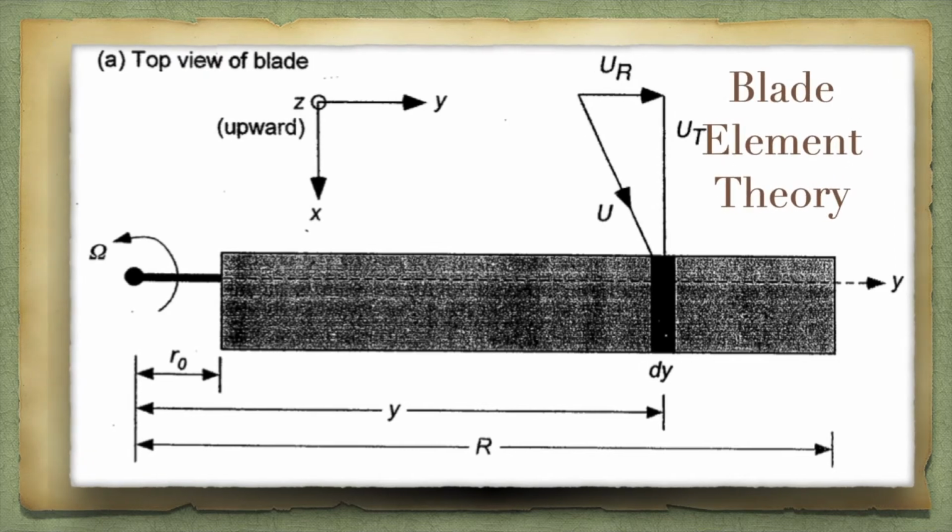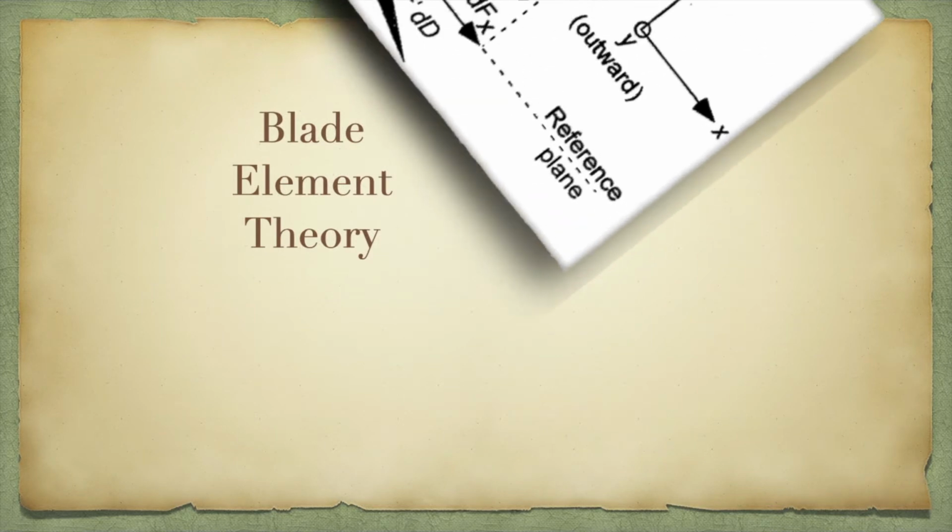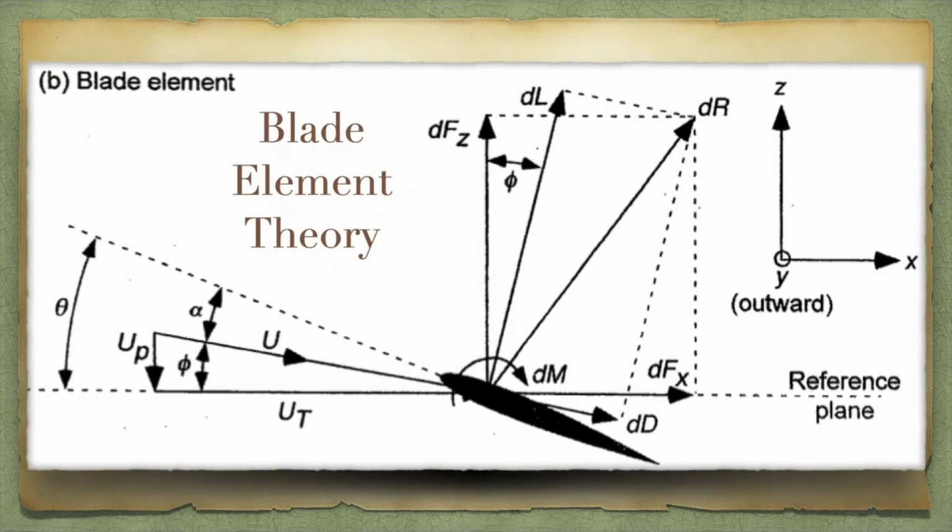The measured two-dimensional aerodynamic characteristics of airfoil as a function of angle of attack can be assumed for the purpose of calculating the resultant lift and pitching moment on each blade element.